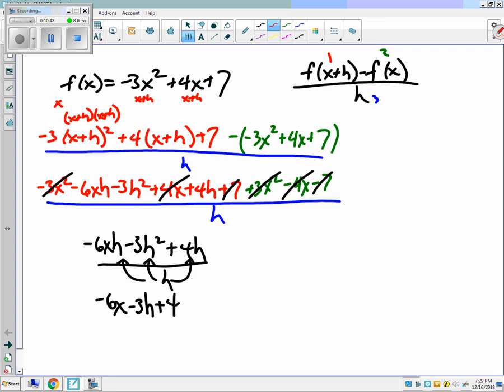If I was to FOIL this, I would get x squared plus xh plus xh plus h squared. So I get 2xh times a negative 3 is negative 6xh. 7. A and B. Yeah.